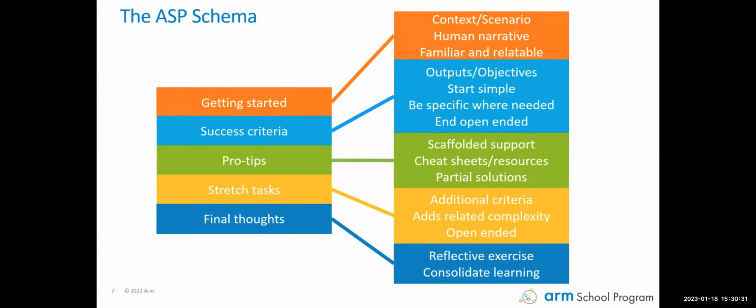Next bit is stretch tasks. So this is essentially additional success criteria, and this is there to stretch your more able learners. Most classes are mixed ability, and some students are going to get through the success criteria quicker than others, so it's really important to have some additional goals there that can make these tasks more complicated and also more open-ended to keep these learners on track. They can just improve their product and make sure that it meets the success criteria more thoroughly without going off piste and doing something completely different. So getting good stretch tasks is really, really important to keep the learners engaged and on topic.